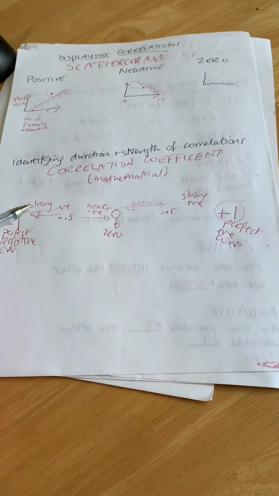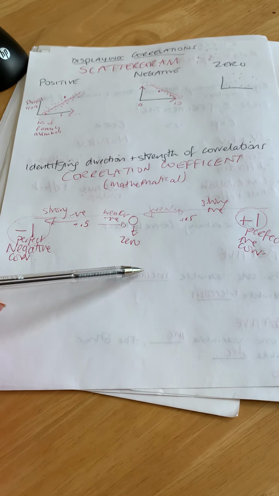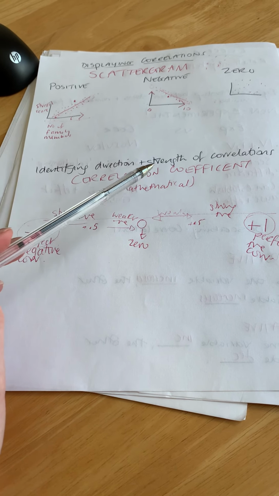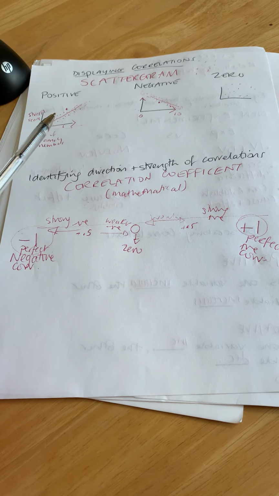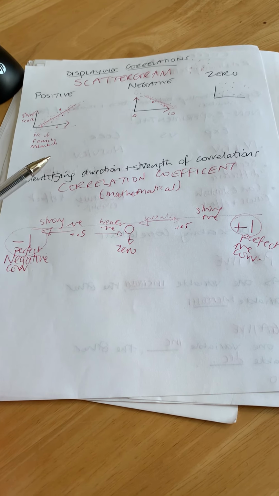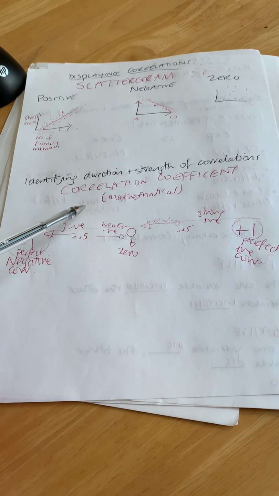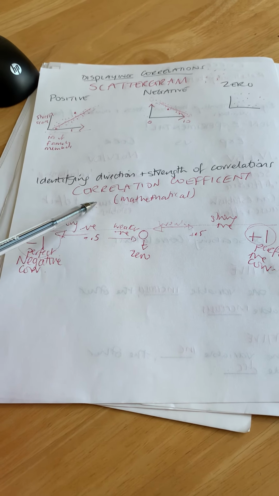Okay, so that can be just a better way for us to identify not only if it's a positive or negative correlation, but also how strong a correlation is, without having to just rely on making our own judgment based on a scattergram. But again, that mathematical figure is worked out by a computer-based test, so you'll never have to work that out.